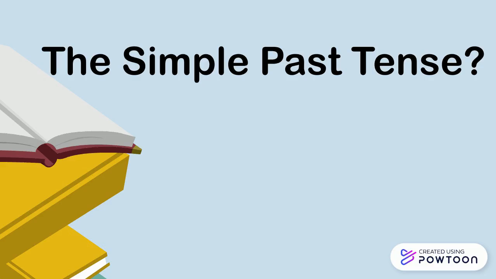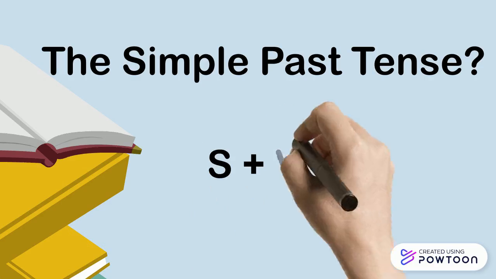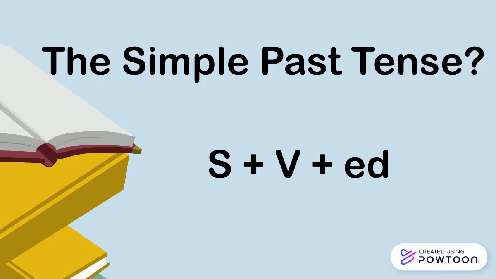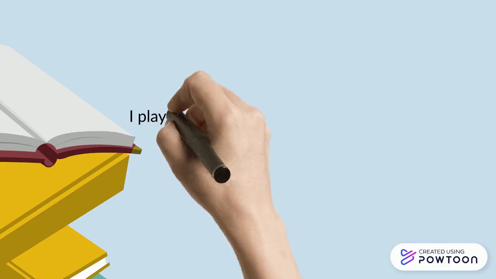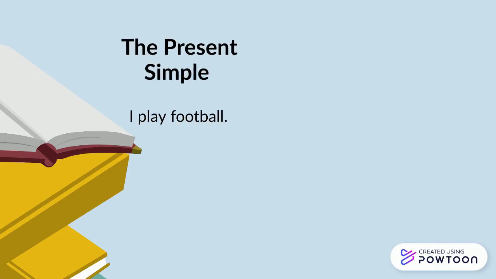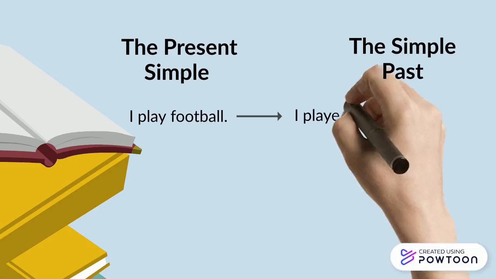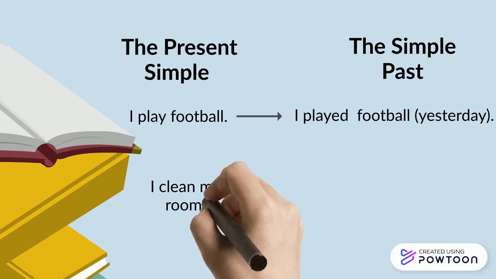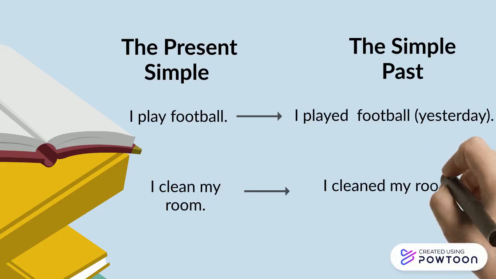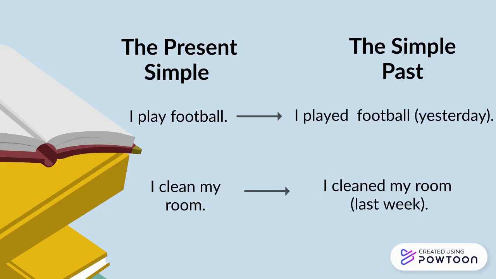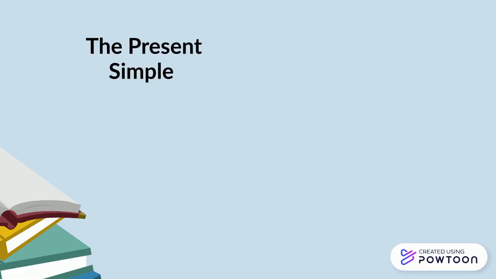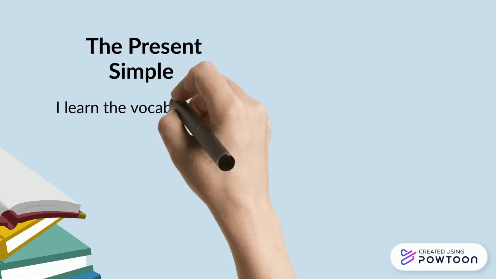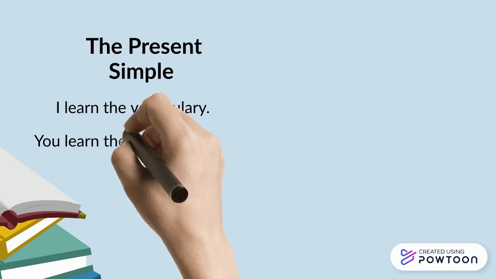Well, when you say or write sentences with the simple past, you would have to change the verb tense into another form. For example, the sentence "I play football" is written with the present simple, but when this action takes place in the past, you would have to say "I played football." Similarly, if you want to say "I cleaned my room" with the simple past, it would be "I cleaned my room."